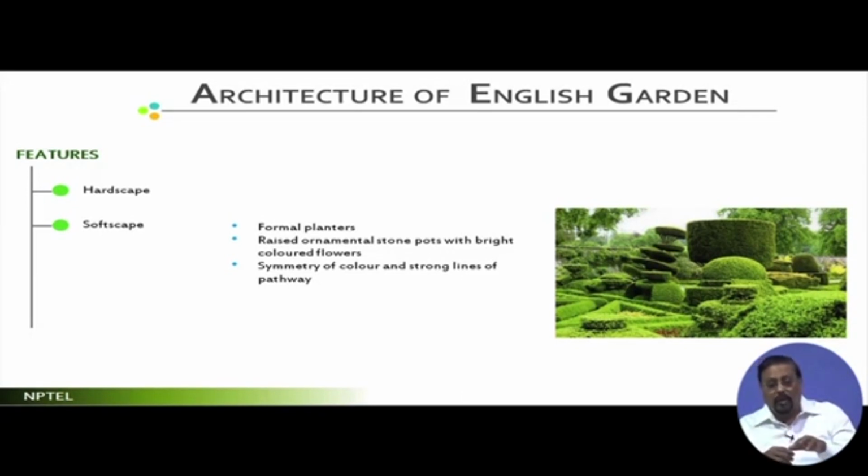Wherever they have an opportunity, they will put pots, and originally they used to make them with stone pots, and nowadays they are making them with different kinds of ceramic, fiberglass and such kinds of pots. So, the material shifted a bit, but the element we are discussing remained. Okay? And the symmetry of color and strong lines of pathways that they have created.